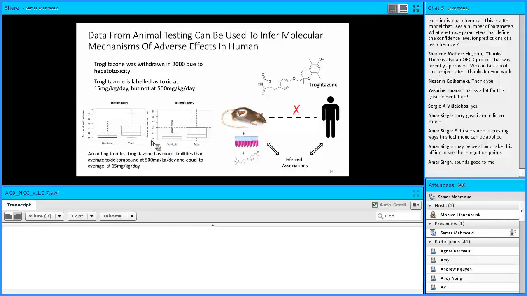against the rules was greater than 75% of toxic compounds at the 500 milligram per kilogram per day level, and equivalent to the average toxic compounds at the 50 milligram per kilogram per day level, which means that although the hepatotoxicity or the animal outcomes might not necessarily extrapolate directly into human, it can still be used to infer associations which are relevant to the biology and the biological perturbation that can describe effects in human.